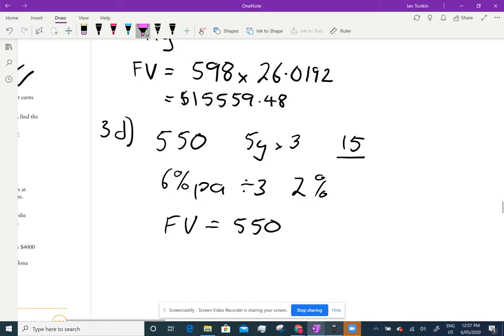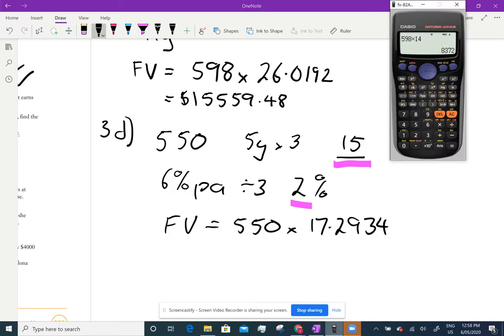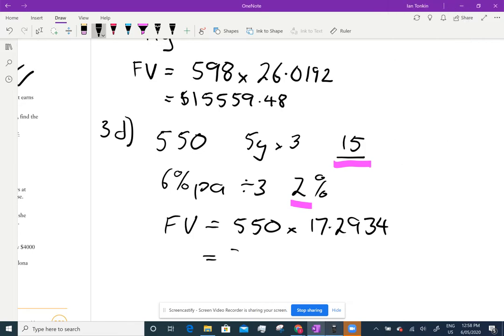Now, how am I going to find this number? I'm going to look up 15 times in the table, 2%, and I get 17.2934. So 17.2934. So 550 times 17.2934. 9511.37, which is the right answer. 9511.37. And there you go.